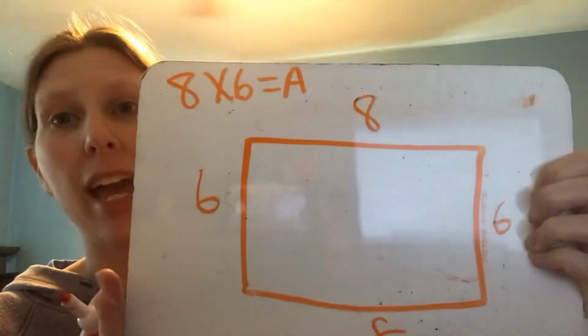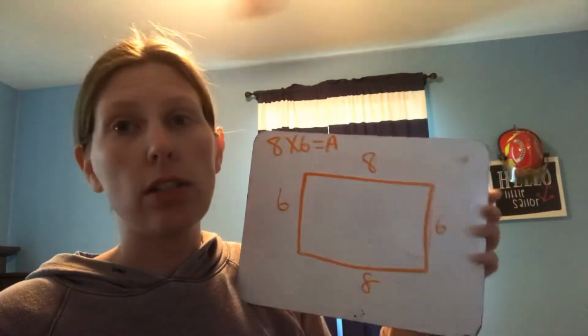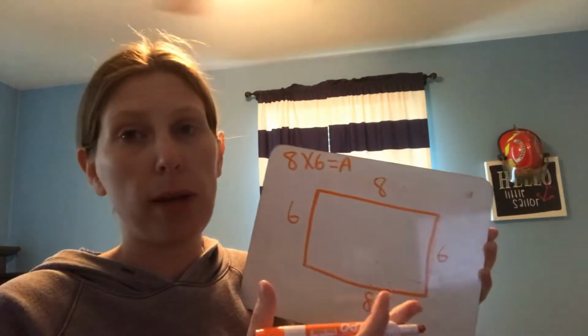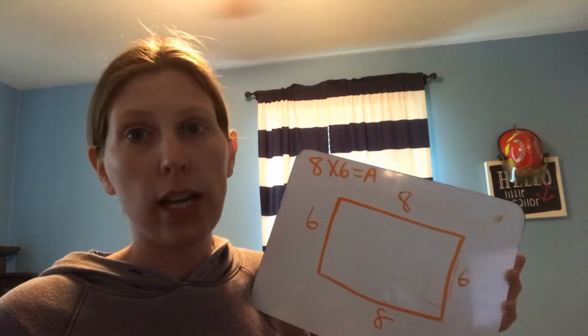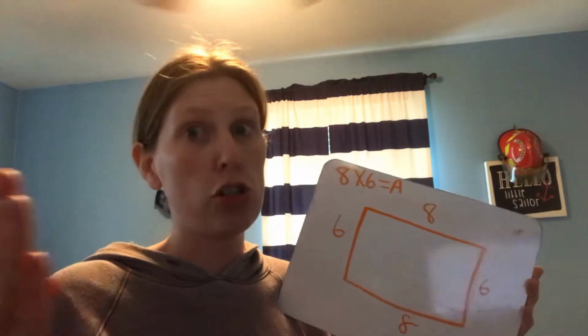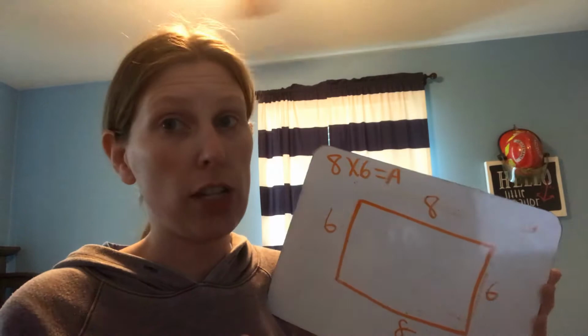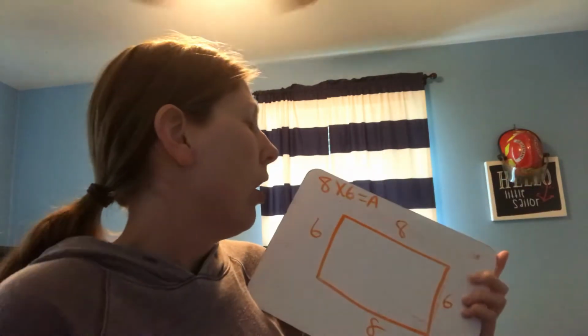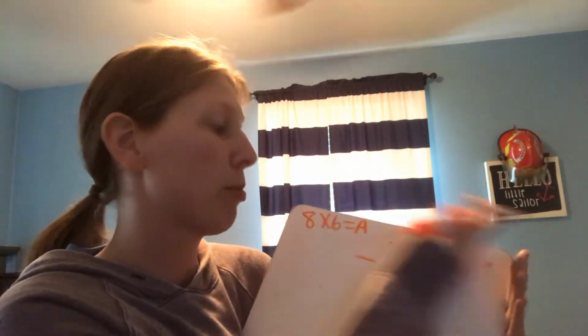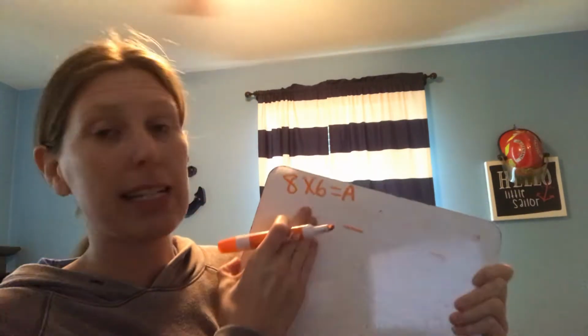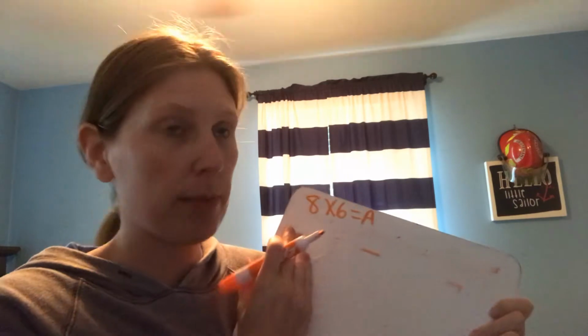I'll use the variable A for area. That equation is going to give me my answer. 8 times 6 is 48. If you don't have those memorized, which we all should be working towards memorizing our multiplication facts, we can draw 8 equal groups and put 6 in each group, or 6 equal groups and put 8 in each group. Skip count 8 6 times, or skip count 6 8 times.